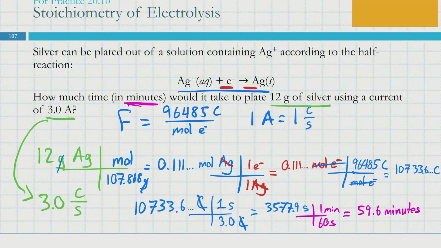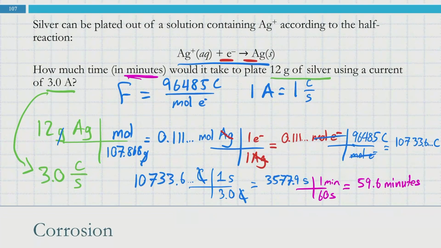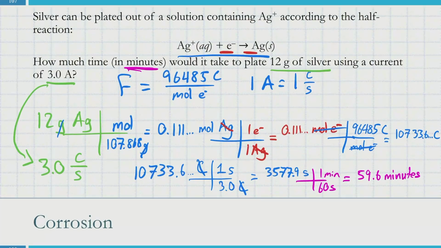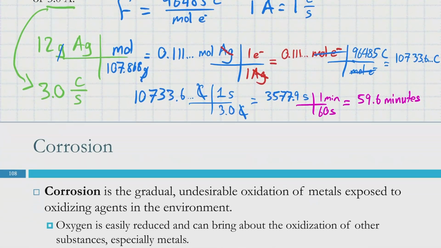Questions about parts of that? It's mostly just look at the units and figure out how you can cancel out the units that you have to get the units you want. All right, almost there.